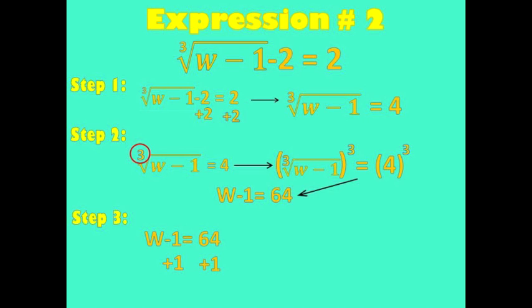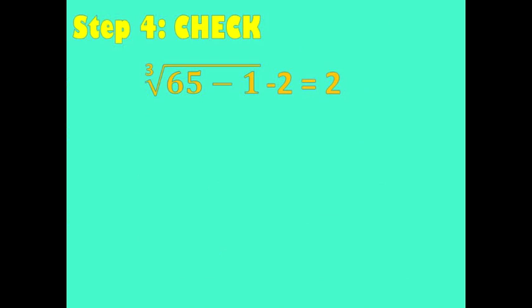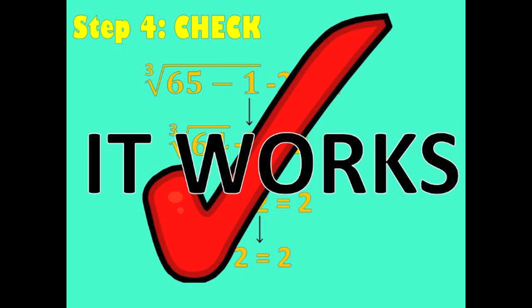Step 3 is solve the equation as normal. By adding 1 to both sides, you get w equals 65. Last step is to check your answer. By putting 65 in as w, you get 64 to the third power minus 2 equals 2. 4 minus 2 equals 2. Since 2 equals 2, it works.